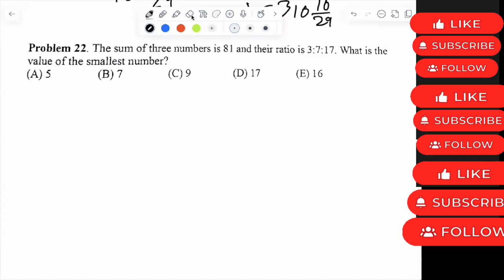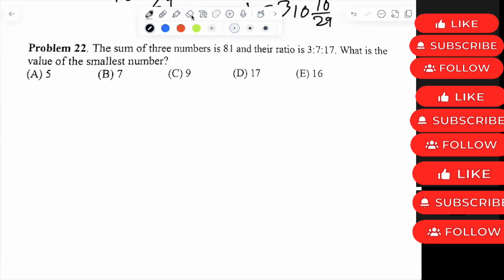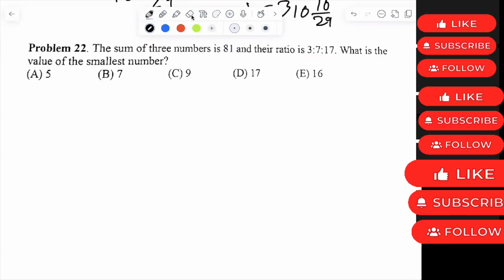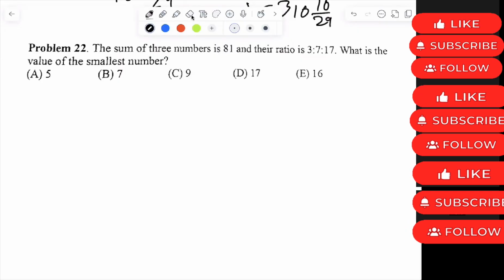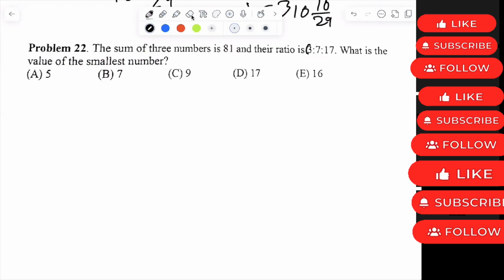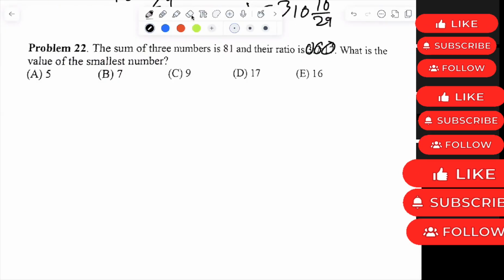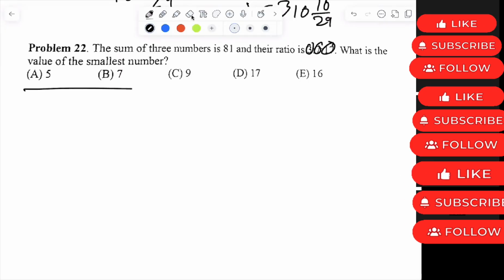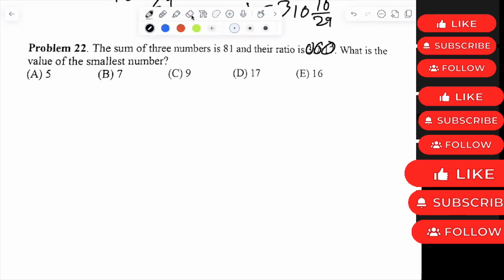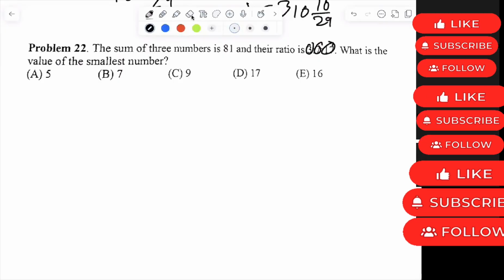All right, let's get started with this question now. The sum of the three numbers is 81, and the ratio is 3, 7, 17. This means that we have 3 parts, 7 parts, and 17 parts. The sum of these parts must divide into 81, because there are three numbers and their values are all integers. Now, from here, we add all the parts up.